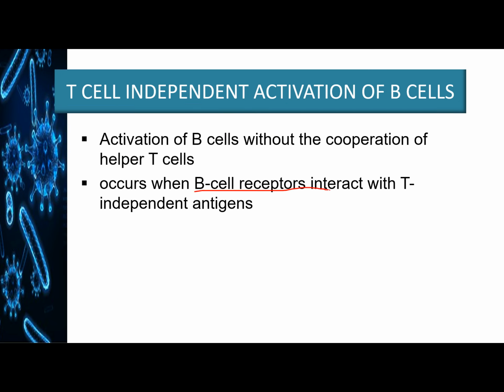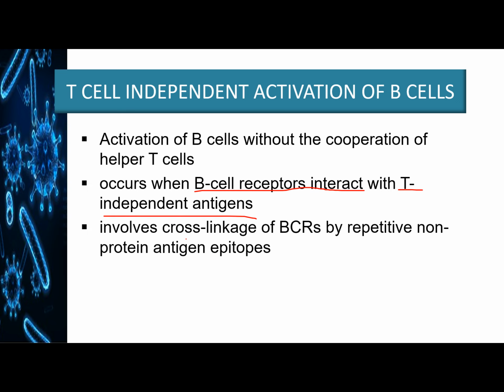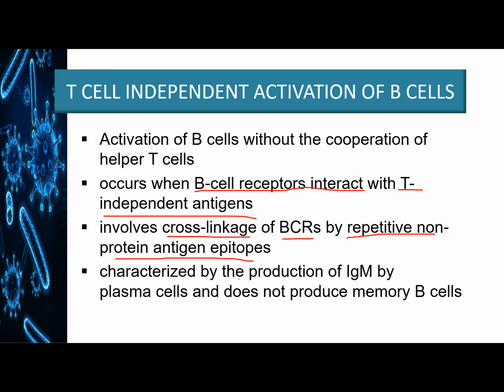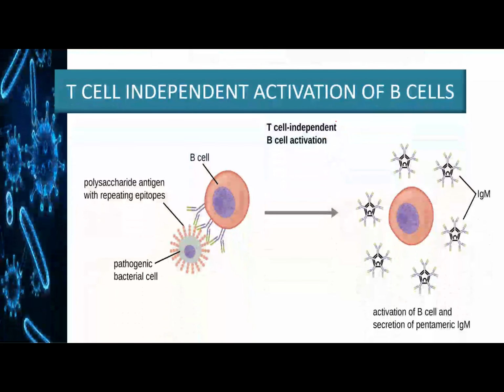Occurs when B cell receptors would interact with T-independent antigens. Involves cross-linkage of B cell receptors by repetitive non-protein antigen epitopes. Characterized by the production of IgM by plasma cells and does not produce memory B cell. So ito siya. This is the T cell independent activation.